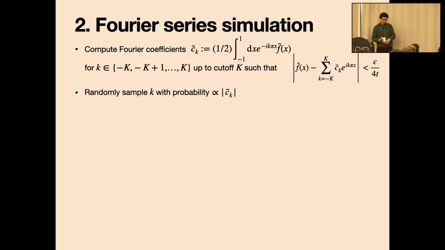Now what we do is sample this index small k, which is basically the index of which Fourier coefficient. We sample the index corresponding to the Fourier coefficients k with a probability proportional to the strength of those coefficients, so the absolute value of the coefficients. This is analogous to the way the Q-drift Hamiltonian simulation algorithm works, where the coefficients with a large amplitude overall are sampled more often than the Fourier coefficients that are less represented inside the function.